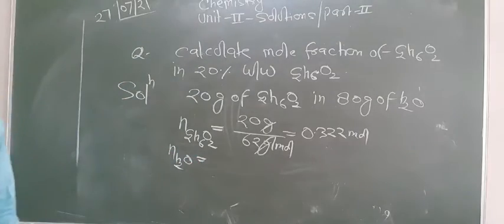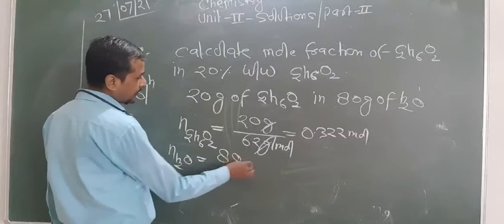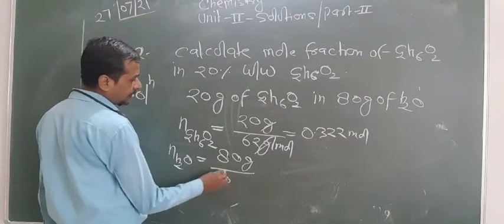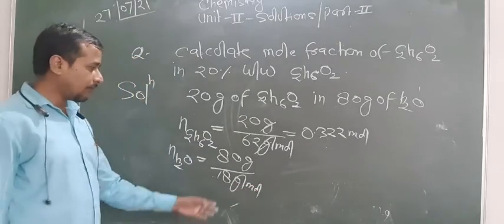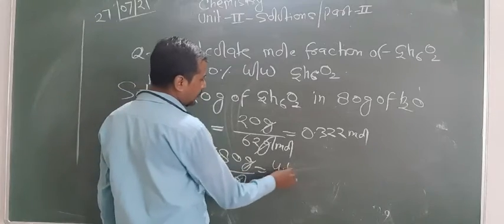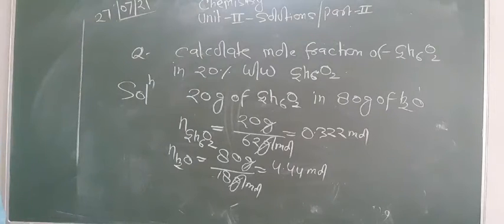Now let us focus on the number of moles of water. Look here, 80 gram of water is given. Any doubt? The molar mass of water is 18 gram per mole, which means 1 mole of water has mass 18 gram. Gram cancels, and this gives 4.44 mole. So by this way we can calculate the number of moles.